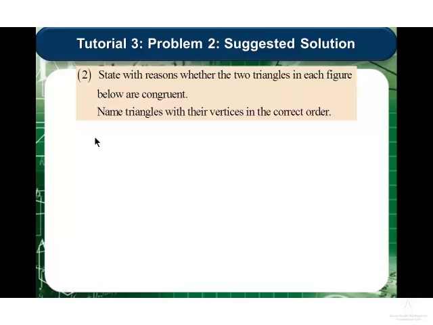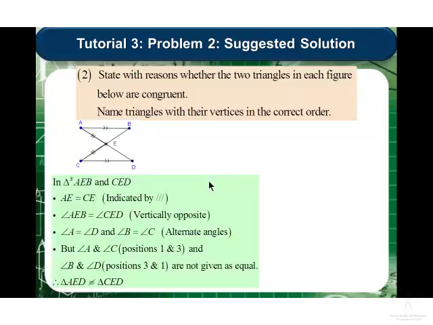In this case, we had to state with reasons whether the two triangles in each figure, this is the first figure below, are congruent. We had to name the triangles as well as their vertices in the correct order. Here we have the triangle AEB and the triangle CED to consider. So in that particular case, we know that side AE is equal to side CE, that is given as part of the figure. And we also have that angle AEB is equal to angle CED. These are vertically opposite angles as discussed before.